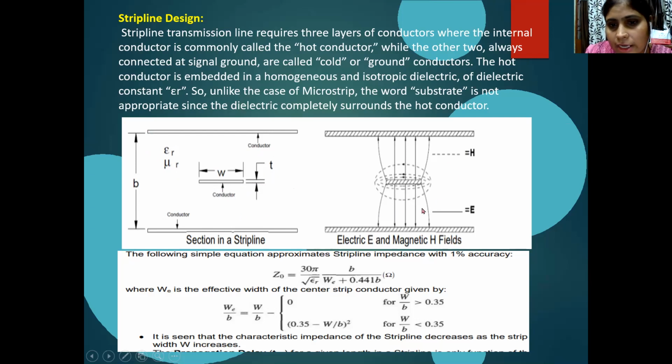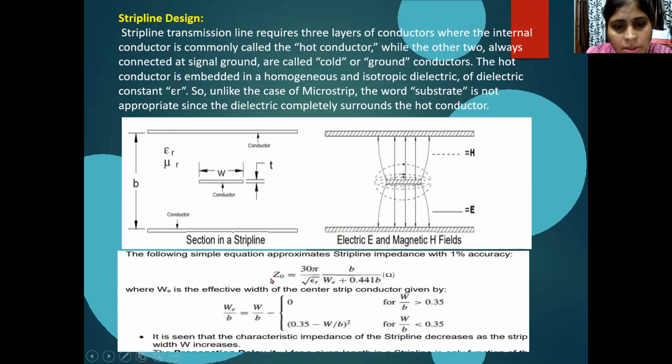Now this diagram is showing the electric and magnetic fields. The electric field is drawn from inner conductor to ground planes. From inner conductor to upper ground plane and from inner conductor to lower ground plane. These electric fields are fringed out. Because of this reason, the effective width of this conductor is somehow more than this width W. The magnetic fields are shown here by dotted lines.